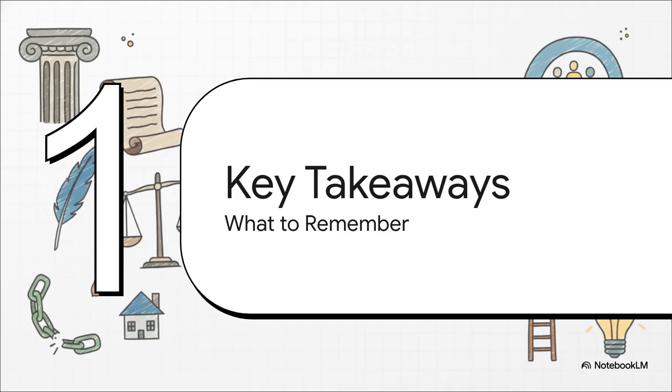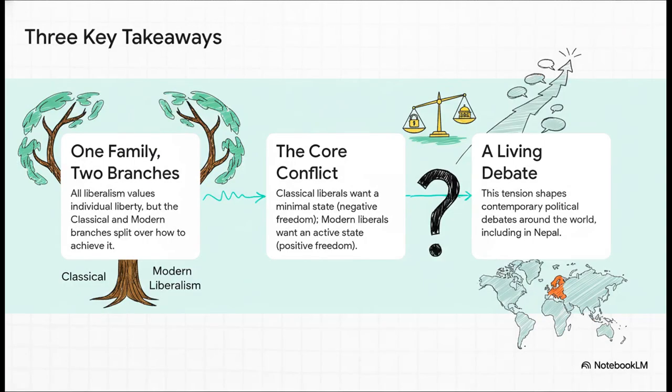Whew, okay, so we've traced this entire family tree, from its roots to its two big branches, and even how it shows up in Nepal. So, what do you really need to remember from all of this? First, always remember that family analogy. It's one family that believes in liberty, but with two branches that completely disagree on how to get there. Second, the core fight is all about the role of the government, and that fight is fueled by the clash between negative and positive freedom. And finally, remember, this isn't just some old historical debate. It's a living, breathing argument that shapes politics everywhere, including right here in Nepal.